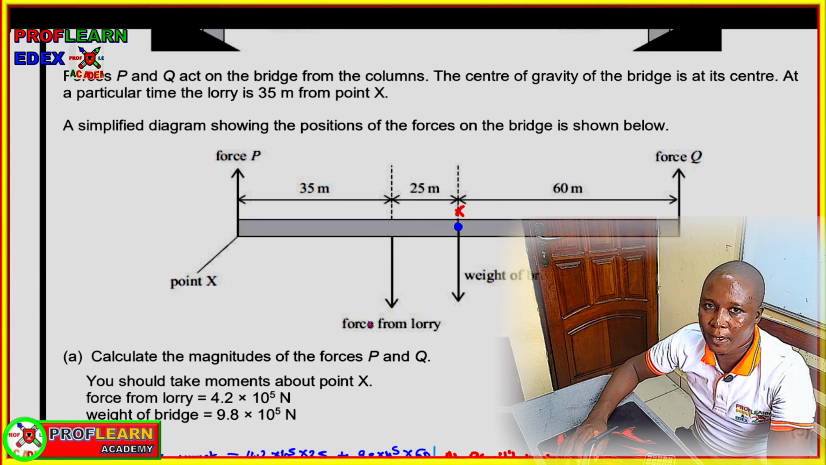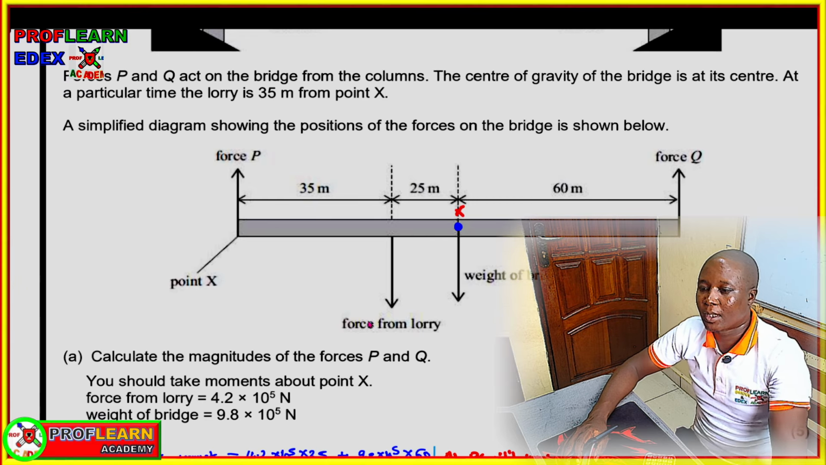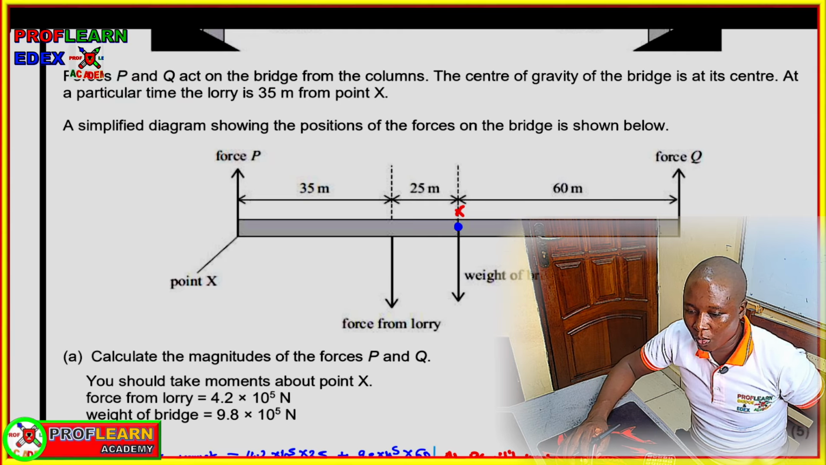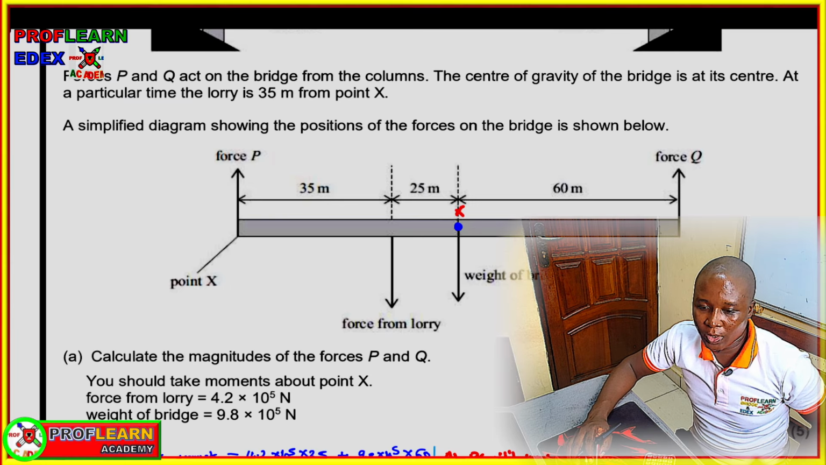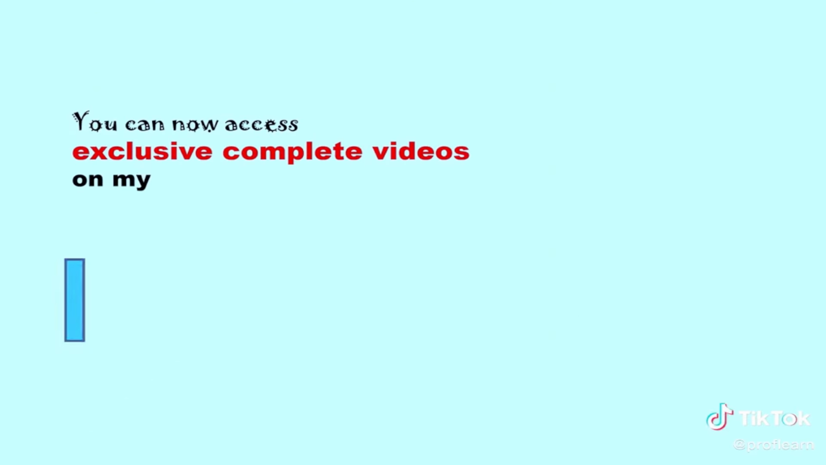So we know that when you're taking moments about a given point, clockwise moment is equal to anti-clockwise moments.